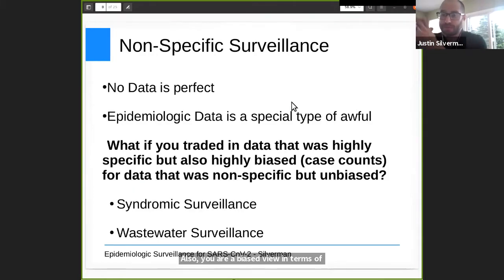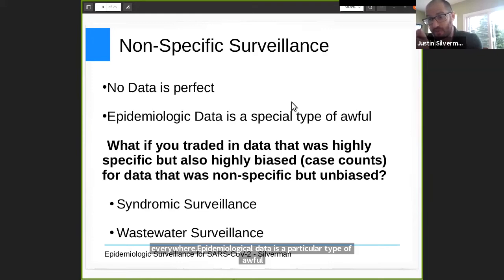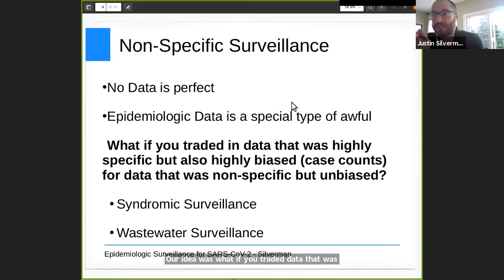So our idea was, well, first off, you should realize no data is perfect, right? That's sort of a mantra you can say everywhere. Epidemiologic data is a particular type of awful, right? And specific surveillance, individual-based testing, can be really difficult to work with. So our idea was, what if you traded data that was highly specific for data that was non-specific, but not as biased?